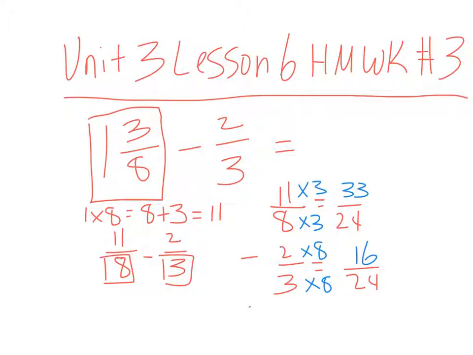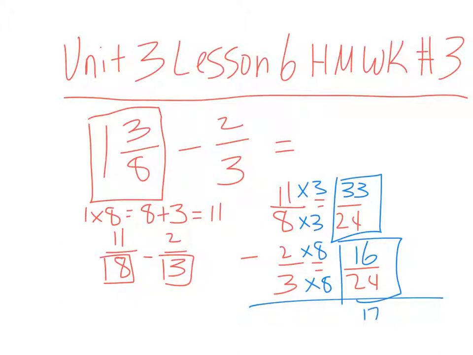So now I've got to do 33 over 24 minus 16 over 24. 33 minus 16 is 17. The denominator stays the same. And my answer in simplest form is 17 over 24.